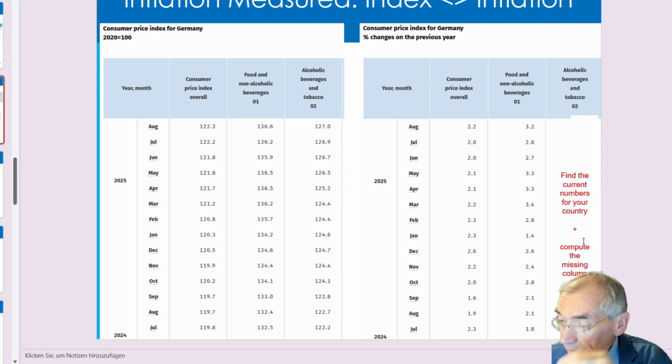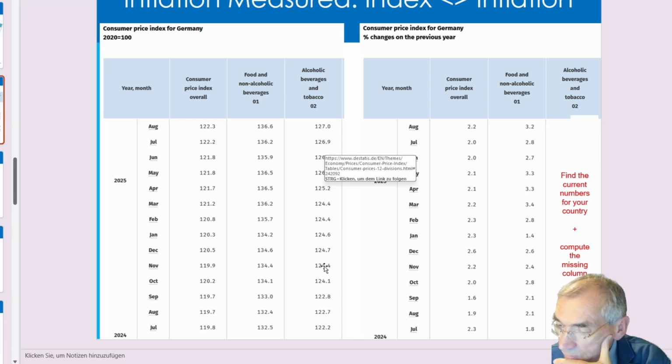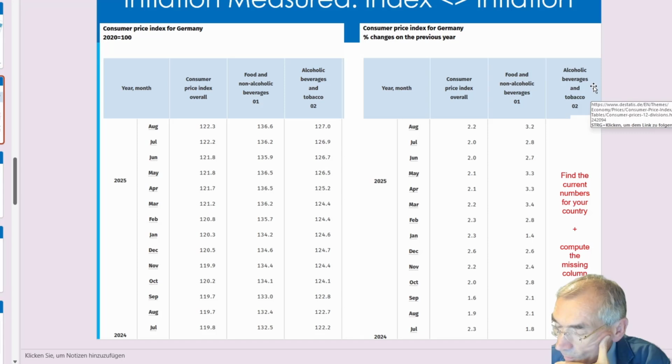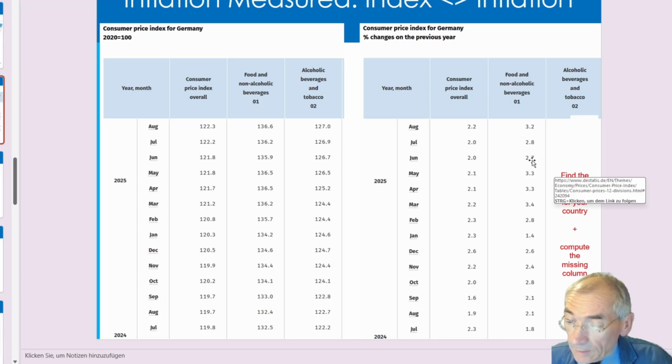Why not compute this missing column? Yeah, you see here alcoholic beverages have these numbers, and then there is the number here missing. How can we compute this? Is that possible with the numbers I gave you, or do you need others? These are topics to be discussed again in class.